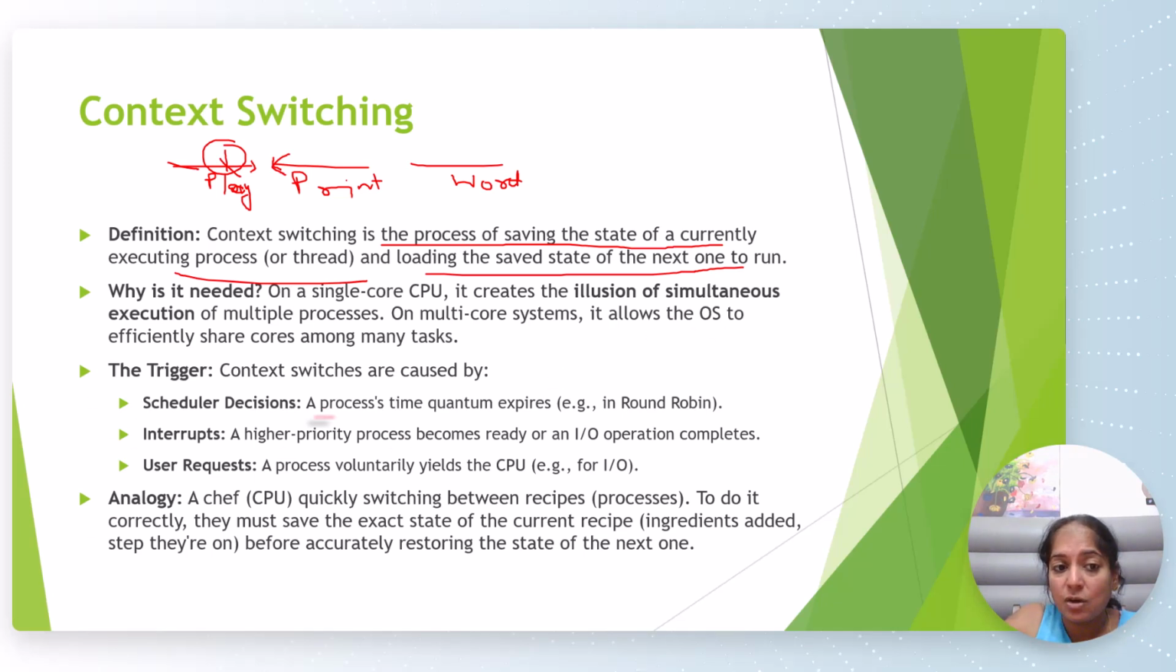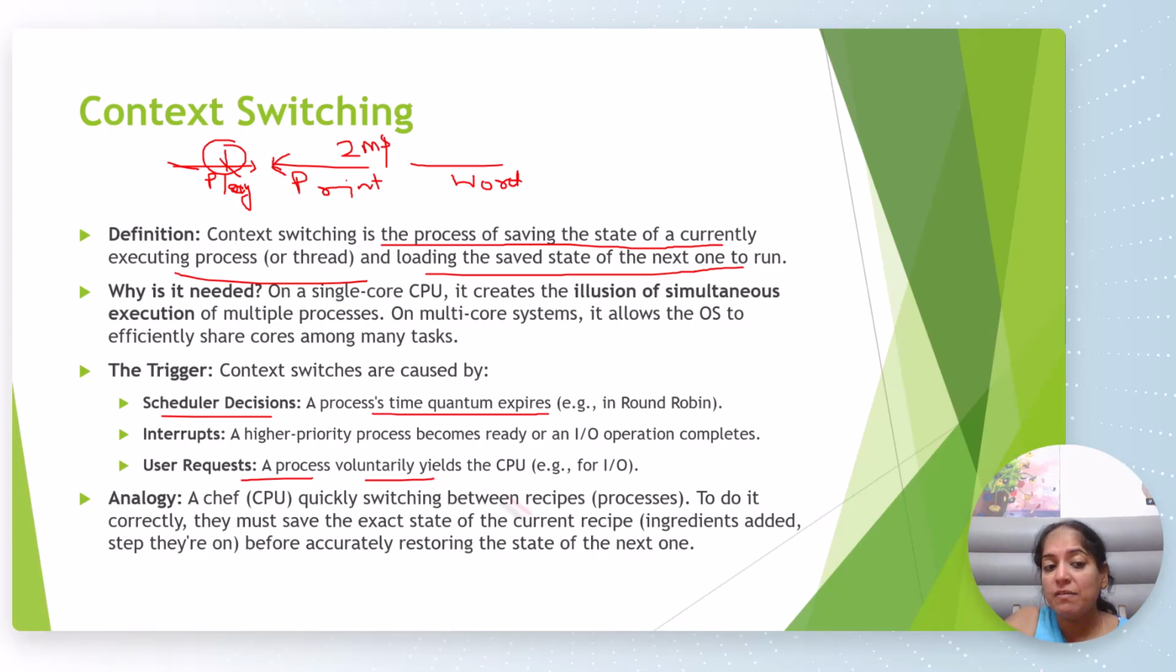Context switches are caused by scheduler decisions, like when a process's time quantum expires. As I said, for example, we have a time quantum of 2 milliseconds, so each process will execute for 2 milliseconds. Or due to interrupts, like when a high priority process comes in. So the CPU will leave the old low priority process and load the high priority process. So again, there is a context switch. Or a user request, where a process voluntarily yields the CPU, like for input, output, and so on.